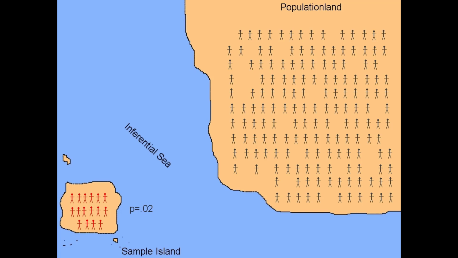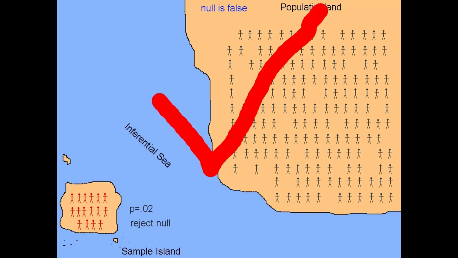Let's say we calculate a p-value of 0.02. We compare the p-value to alpha, which is usually, but not always, 0.05, and in this case, p is less than alpha. Therefore, we reject the null hypothesis. And if over in Population Land the null is false, then we have not committed an error. Yay!